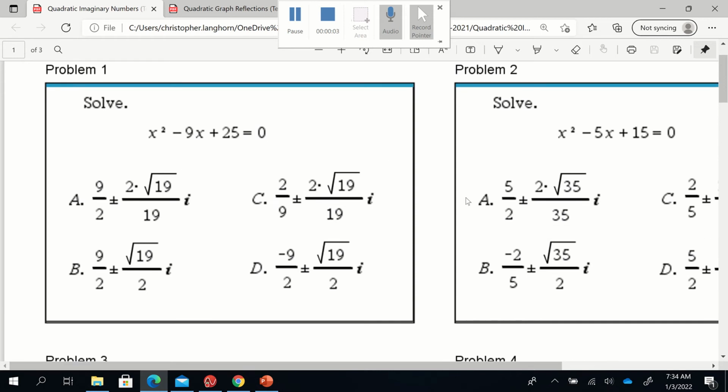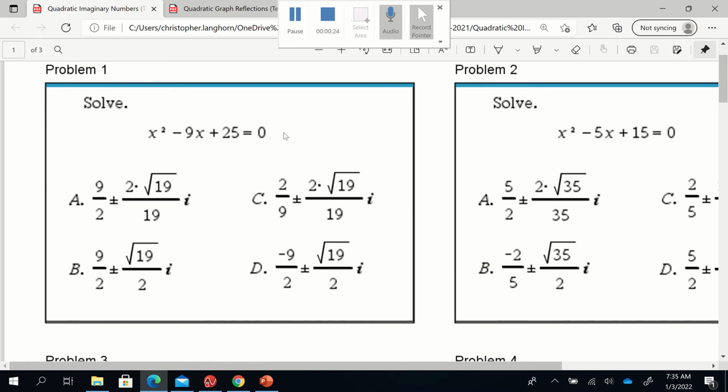This is quadratic imaginary numbers. You're going to be doing this on Go Formative. I'm going to assign it. But how to solve this problem, we're going to use Desmos. And when we get back in class, we'll be using Inspire.